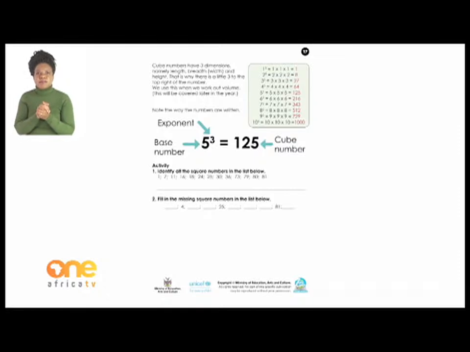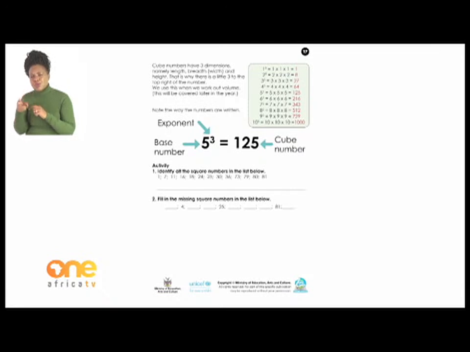If you look in the box on your top right side corner, the numbers are written with the exponent, which is 3. That means 1 cubed is 1 times 1 times 1. That gives you 1. 1 is also a cube number. 2 cubed gives you 2 times 2 times 2 gives you 8. 3 cubed gives you 27.